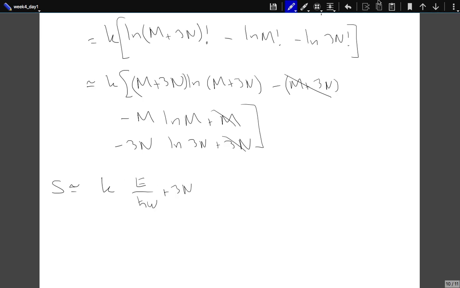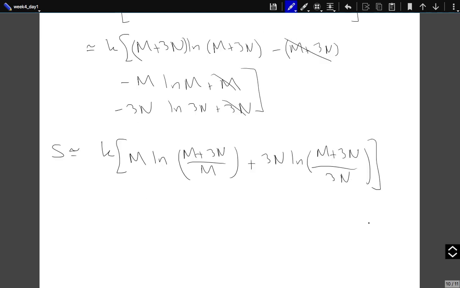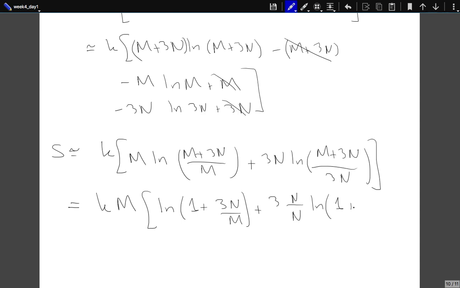Plus 3n. Well, okay, before even that, this is K times m logarithm of (m plus 3n) over m, plus 3n logarithm of (m plus 3n) over 3n. This is equal to K times m logarithm of 1 plus 3n over m, plus 3n over m times logarithm of 1 plus m over 3n.